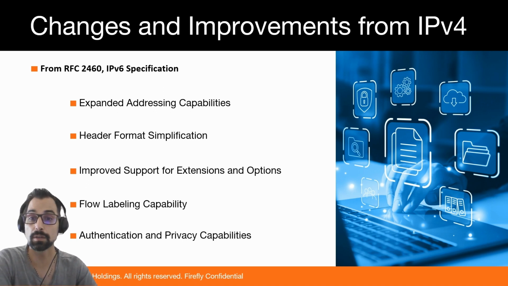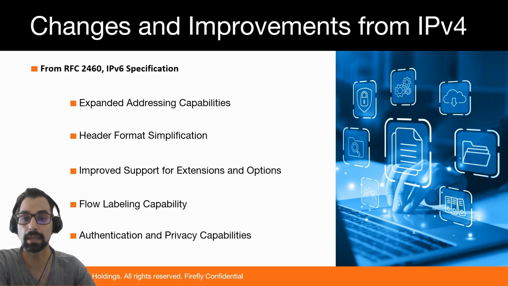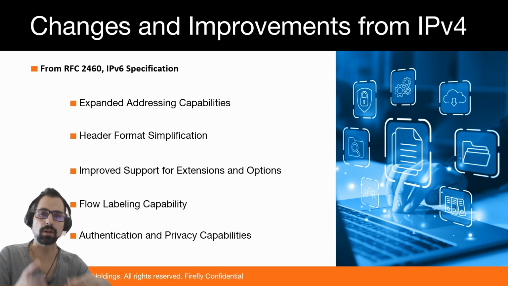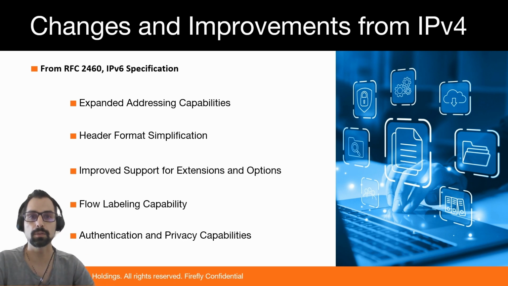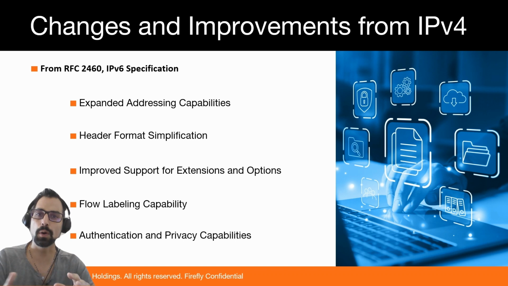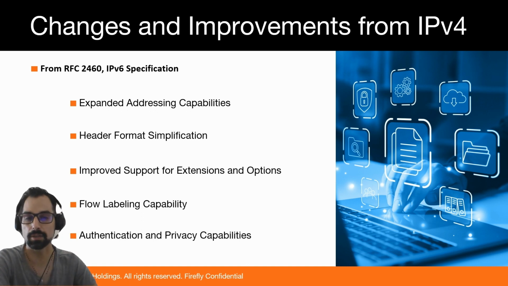Then we have this flow labeling capability and authentication and privacy. These are also enhancements to kind of use QoS, embedded QoS, so we can basically mark traffic just from the host. And authentication and security capabilities, so we can also encrypt the traffic much more easily than we had in IPv4, and some other nice security features.